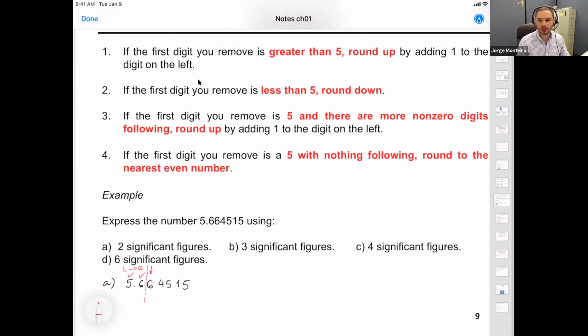And let's see what the rule tells us to do. If the first digit you remove is greater than 5, then you can toss, but in exchange, you add 1 unit to the digit on the left. So therefore, this is now going to be 5.7. And that's your result. So you can toss things, but in exchange, you either add 1 unit or you do nothing. To figure out what you need to do, just follow those 4 rules, and that will cover all the cases that we will work with. I will give you a couple minutes to work on the remaining, and then I will do it with you.